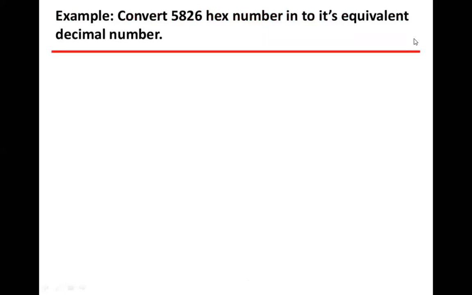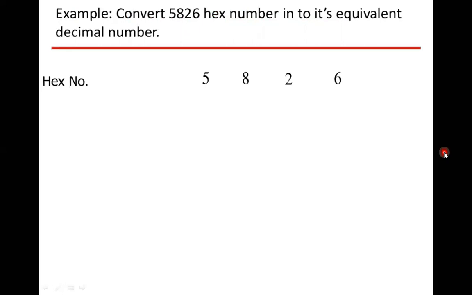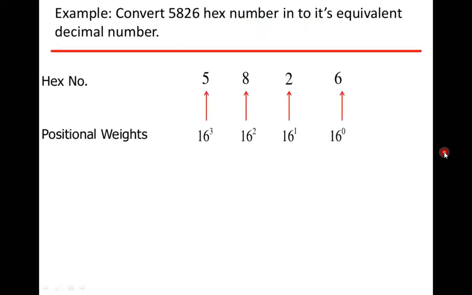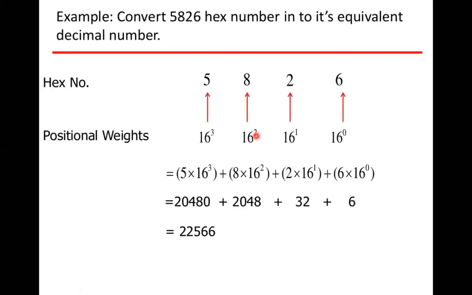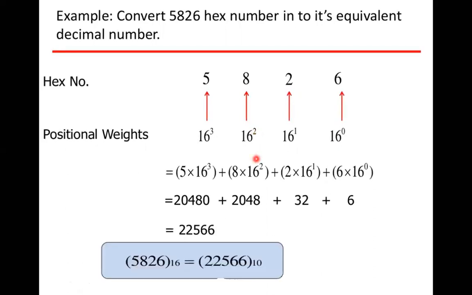The hexa number is 5826. We have not taken any fractional part, so the positional weight will be 16 to the power of 0, 1, 2, and 3, and we need to multiply 5 into 16 to the power of 3, 8 into 16 to the power of 2, 2 into 16 to the power of 1, 6 into 16 to the power of 0, and sum up all the numbers. By doing the mathematics, if you add up, it is 22566, and because we have converted this into a decimal number system, it is of base 10.